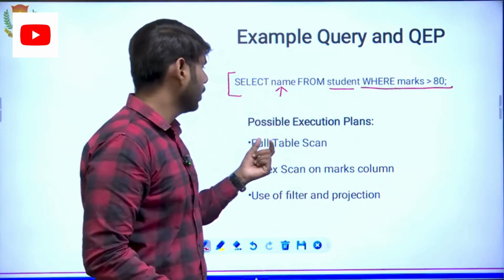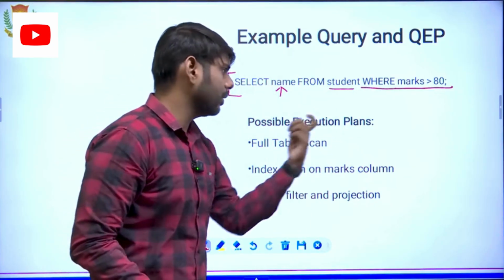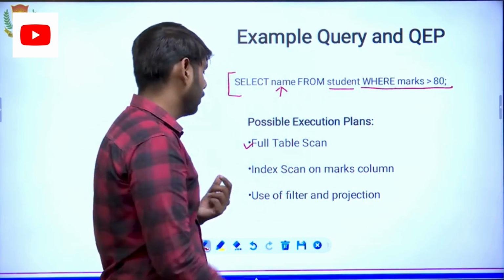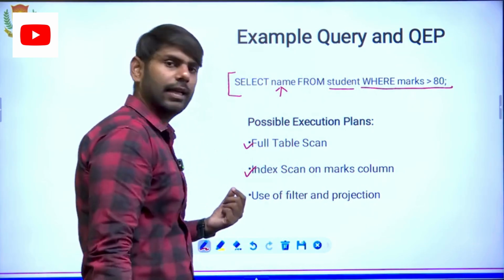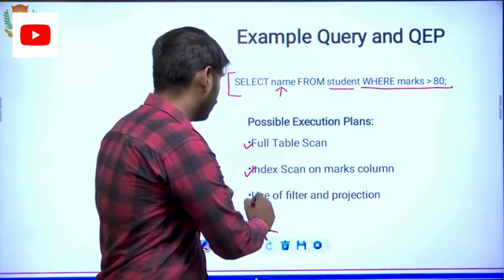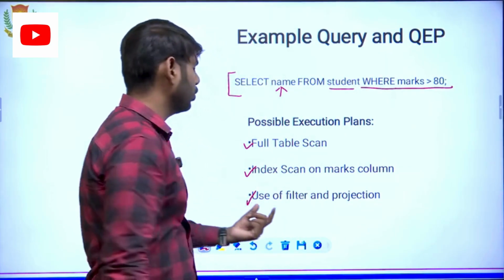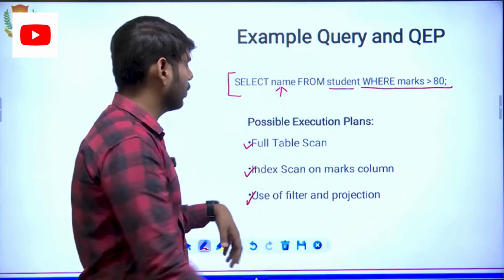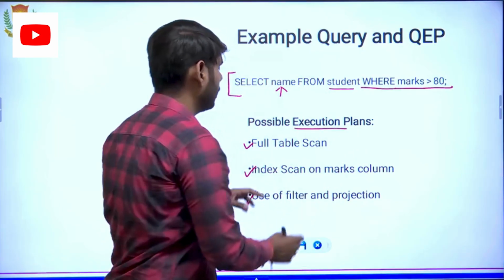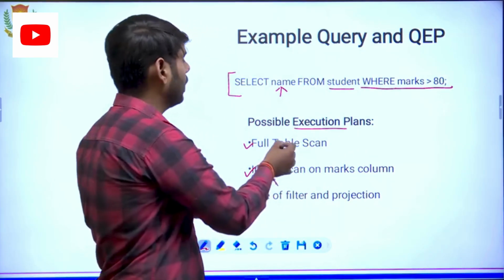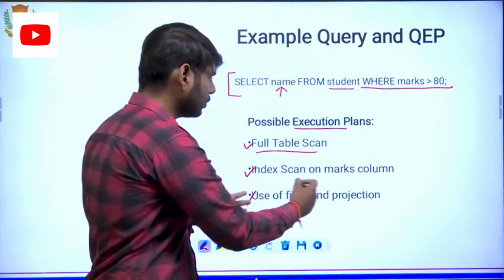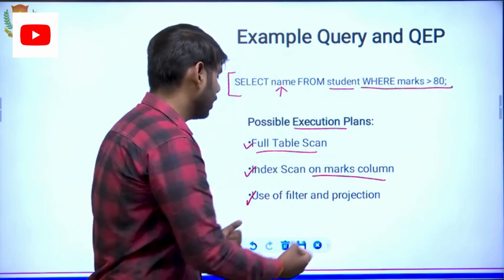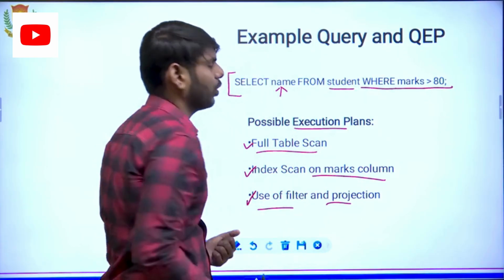Now what are the possible execution plans? We can apply a full table scan, we can apply an index scan on the marks column, or we can use filter and projection. So what is the execution plan? That means we are planning this: we will apply the full table scan, we can include the index for marks, and we can also use some filters and the projection.